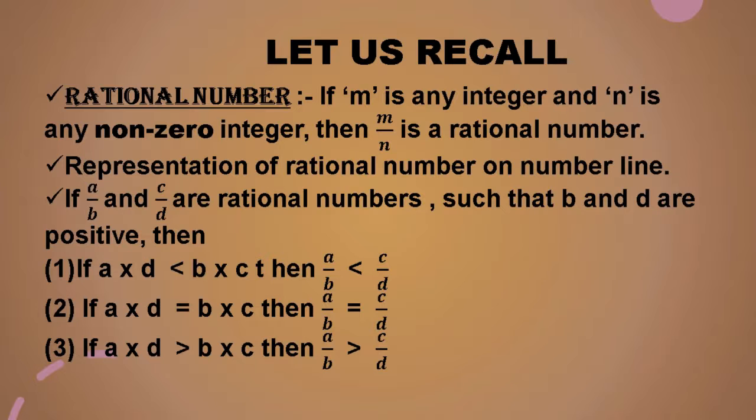If a upon b and c upon d are rational numbers such that b and d are positive, then rule 1: if a multiplied by d is less than b multiplied by c, then a upon b is less than c upon d. Second rule: if a multiplied by d is equal to b multiplied by c, then a upon b is equal to c upon d. And third rule: if a multiplied by d is greater than b multiplied by c, then a upon b is greater than c upon d.